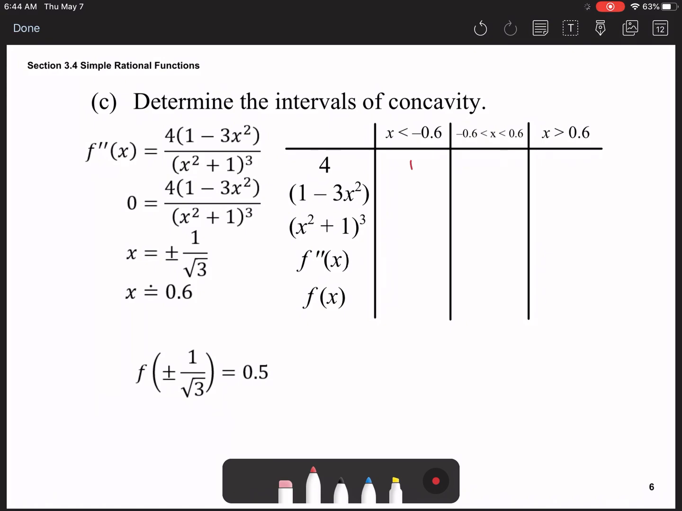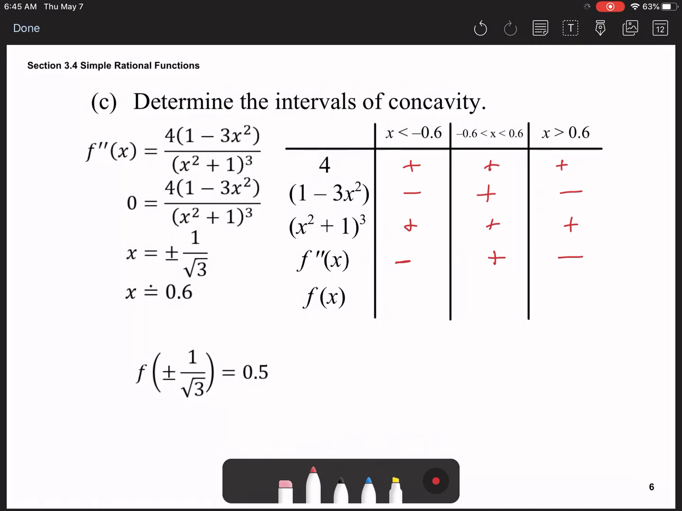For the interval chart, this is going to always be positive for the first row. The second row, it's a quadratic, opening downwards. So that means it's going to be negative, positive, and then negative. The third row, it's a squared value again, plus 1 cubed. So that's always going to be positive no matter what I choose. So that's going to give me a second derivative that's negative here, positive here, and negative here.